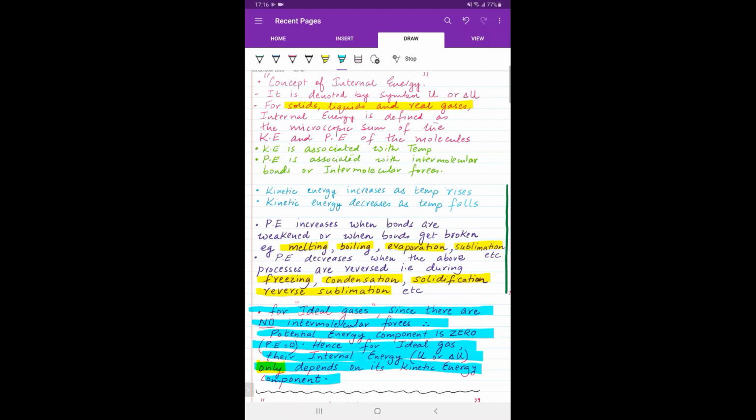ठीक है, तो solids, liquids and real gases के लिए it is the sum of the kinetic energy component and the potential energy component. Whereas for ideal gases, since there are no intermolecular forces, so there is no potential energy component to begin with. Hence, for ideal gases, their internal energy, U or delta U, only depends on their kinetic energy component.